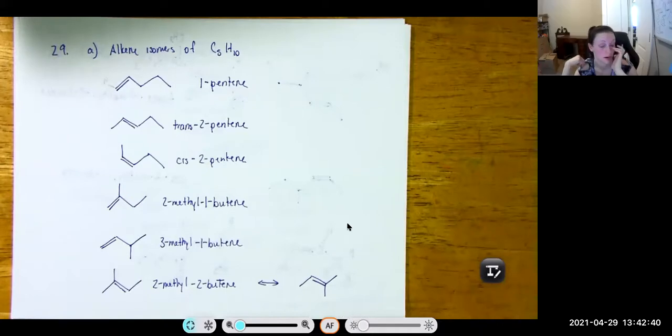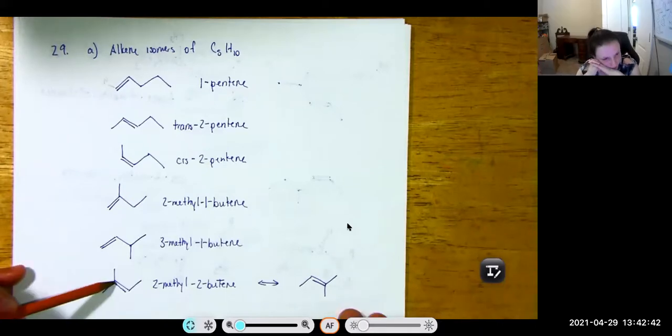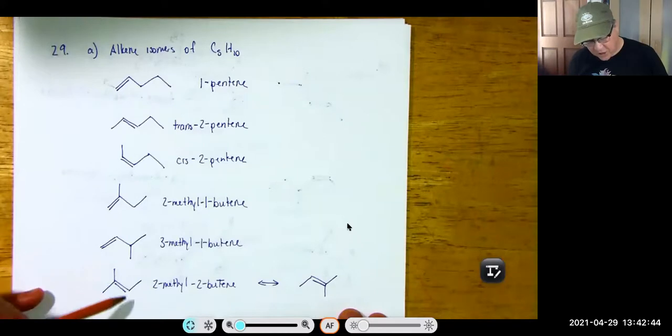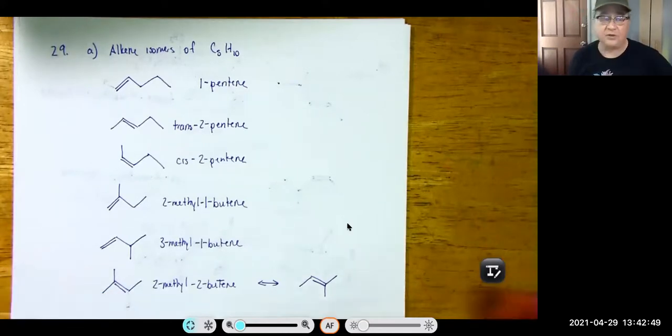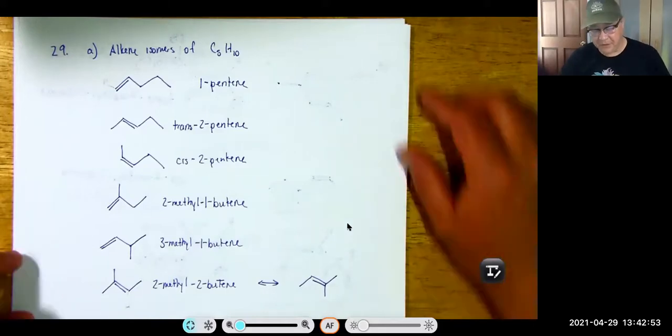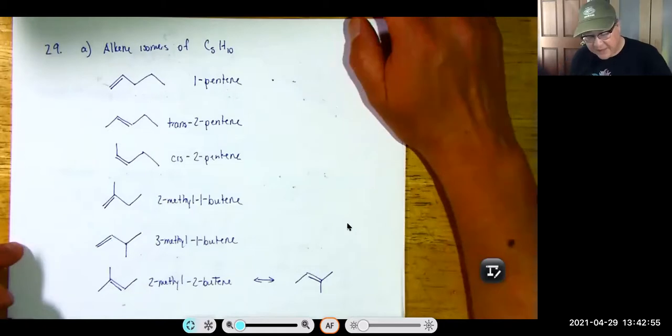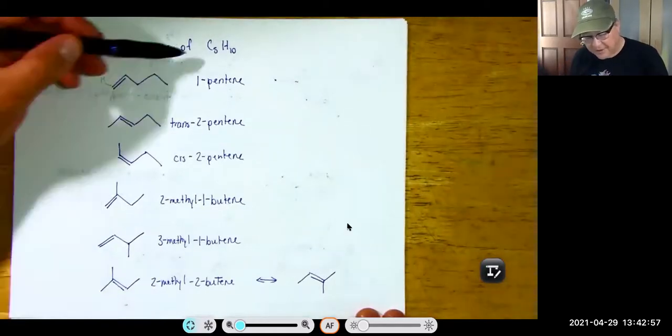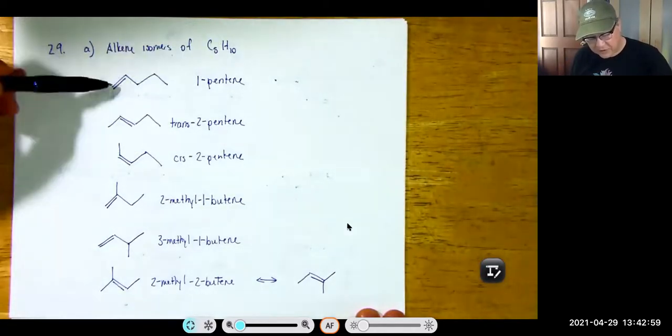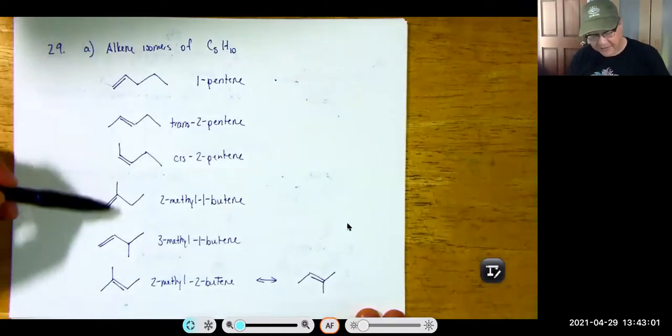If I draw that one out, you have a carbon and a carbon, 3 carbons and 1 hydrogen. So it's not going to work. I see now. Fair enough? Yeah. So these are the 6 alkene isomers of C5H10, 1, 2, 3, 4, 5, 6, and their names.